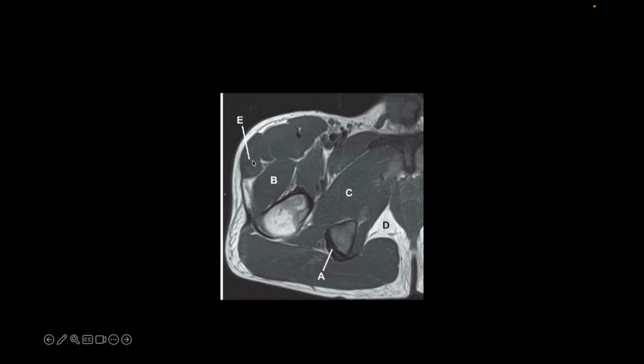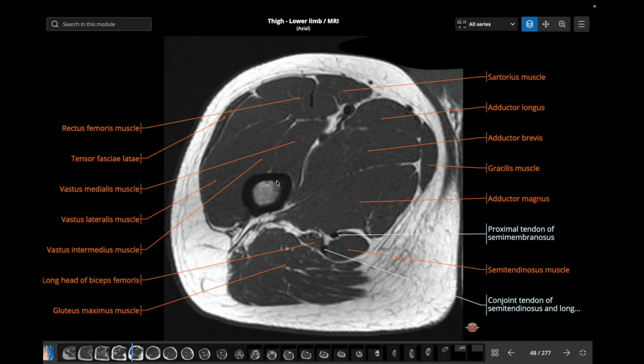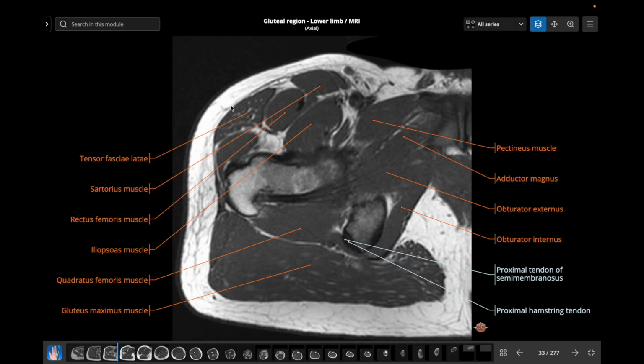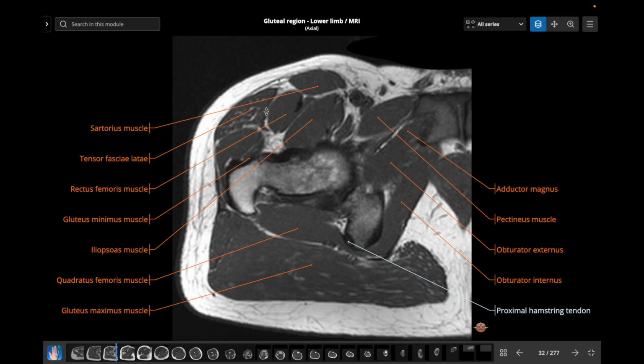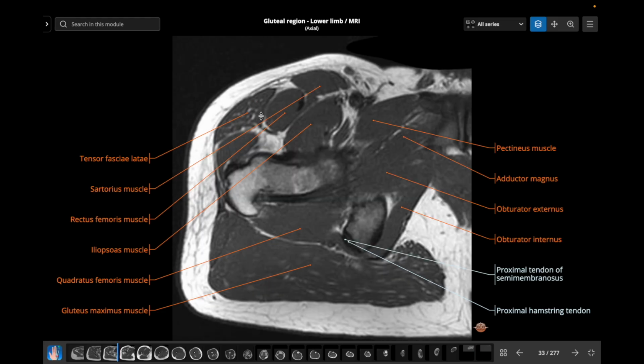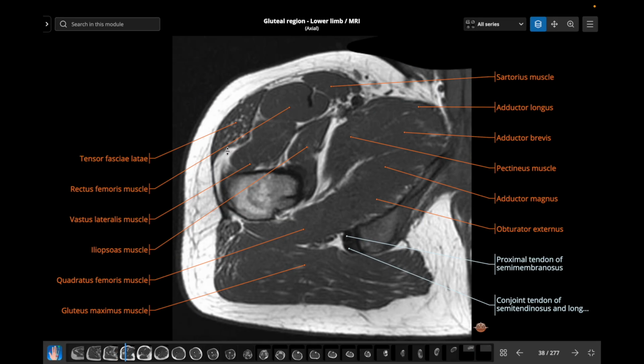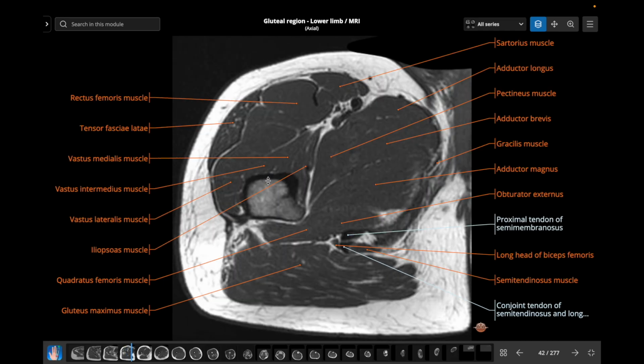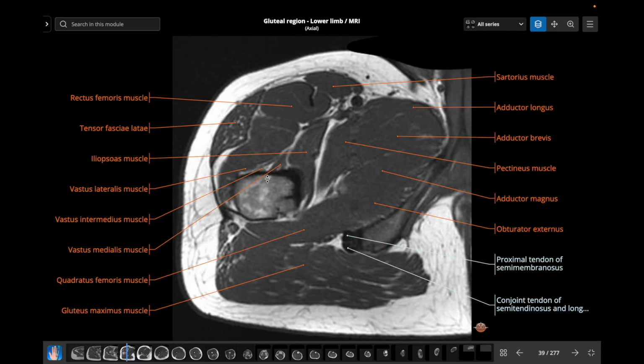E is your tensor fascia lata. It's slightly speckled here. Actually, on the MRI, not sure if I showed you, but as you can see, tensor fascia lata has this quite distinct speckled appearance to it, just because it's got a little bit of fat in it, and that's an easy way to find out what it is. And you can see here, it attaches to the iliotibial band.